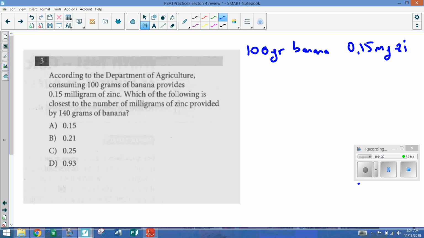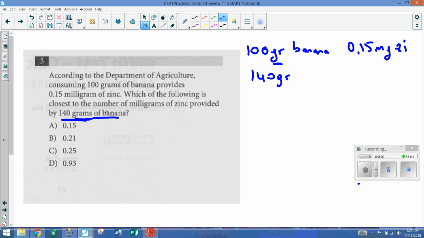Okay, so which of the following is closest to the number of milligrams of zinc provided by 140 grams? Look at the units, grams. Where's the gram? Here. So this number goes underneath the other gram. See, grams of banana. That's right. I'm not supposed to write it under the zinc. Make sense?